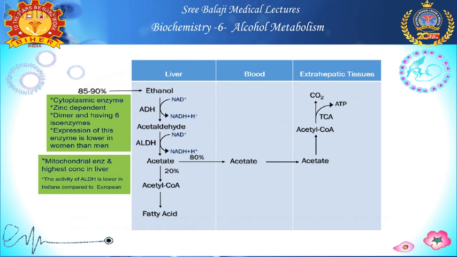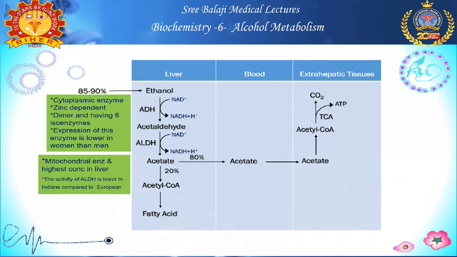The second step of alcohol oxidation is acetaldehyde to acetate formation, which is done by aldehyde dehydrogenase. This enzyme is present in the mitochondria. So the acetaldehyde formed in the cytoplasm is transported to the mitochondria. There the second step of alcohol metabolism takes place. Here also one NADH is released because this is also a NAD dependent enzyme. Here you will get one NADH. So ethanol to acetate formation yields 2 NADH. Here alcohol oxidation increases the NADH-NAD ratio.